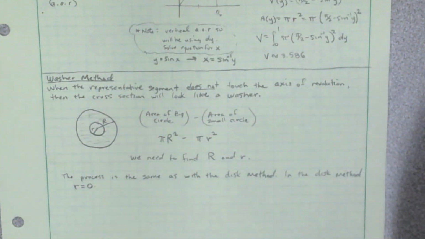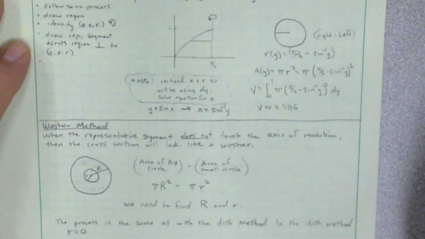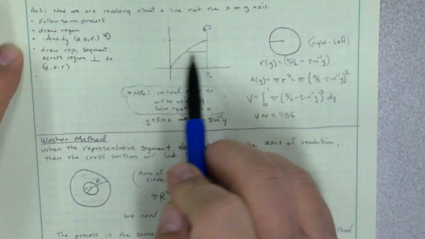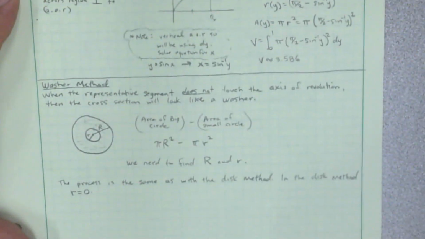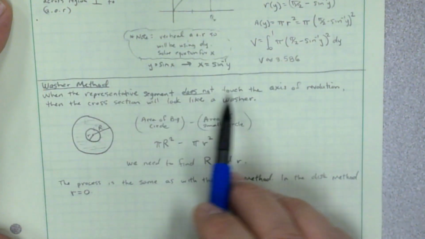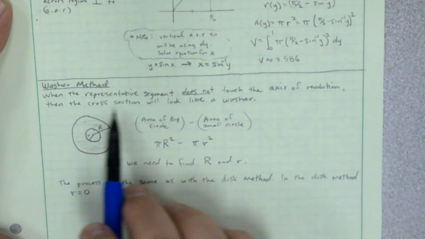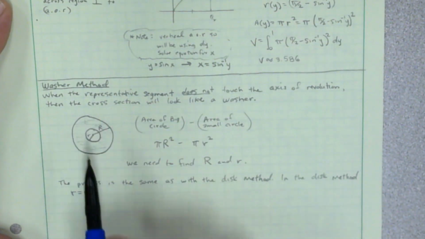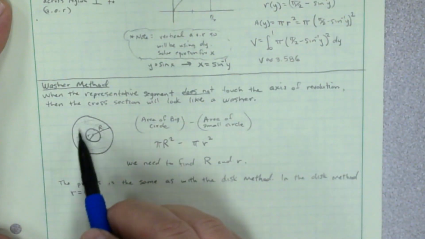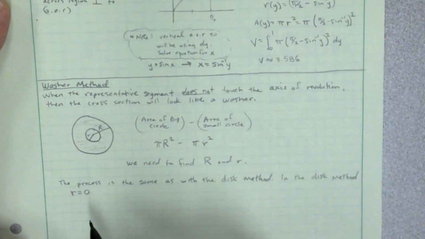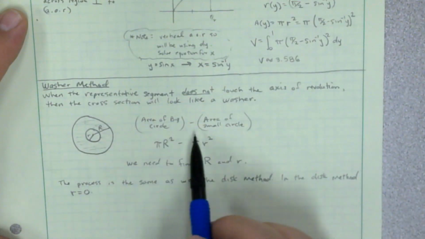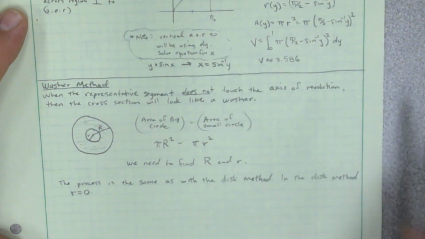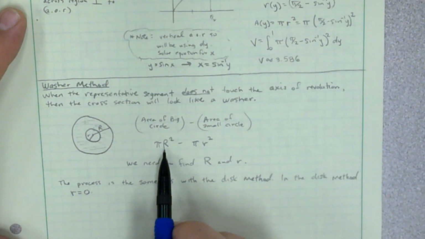In this particular case, the washer method. You're going to have the washer method. I said this before. You'll have the washer method when this segment you draw does not touch the axis of revolution. When the representative segment does not touch the axis of revolution, then the cross sections will look like washers, where I have a circle with an inner circle cut out, a donut, a washer, whatever you want to say. And our region is going to be the area between those two, so it's the big circle minus the small circle areas. And so we designate it with a capital R for the big and a lowercase r for the little one.